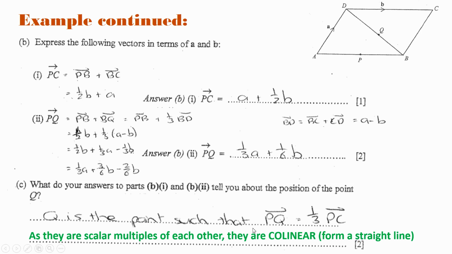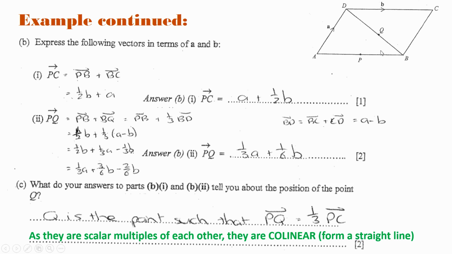They're not parallel, because parallel would mean they're separated. But here, they both start from point P. So these two start from two different points, but PQ starts from the same point as PC. So they're actually the same line. So Q is the point, such that PQ would equal 1/3 PC. That's another thing too, because they're scalar multiples of each other. That one's pretty tricky. Let's move on.